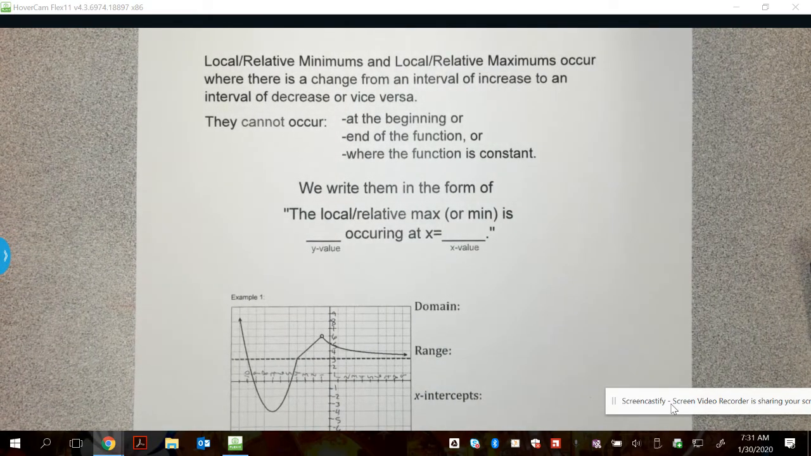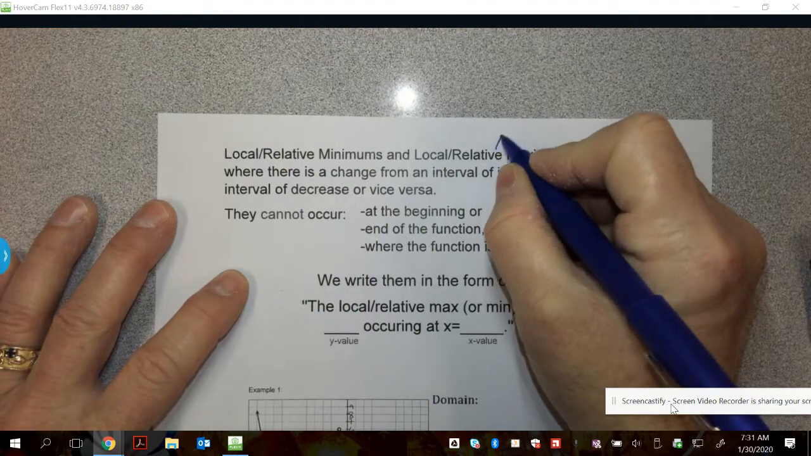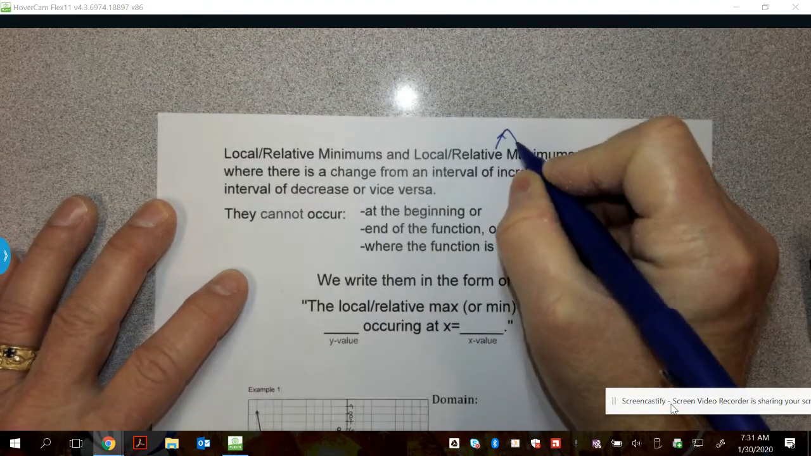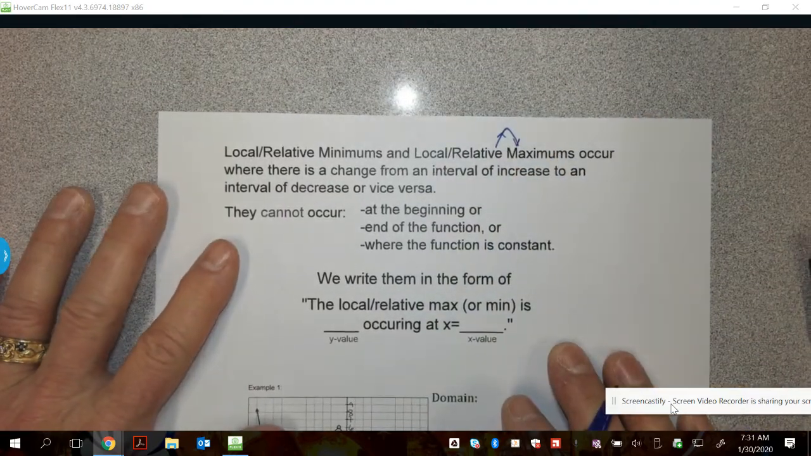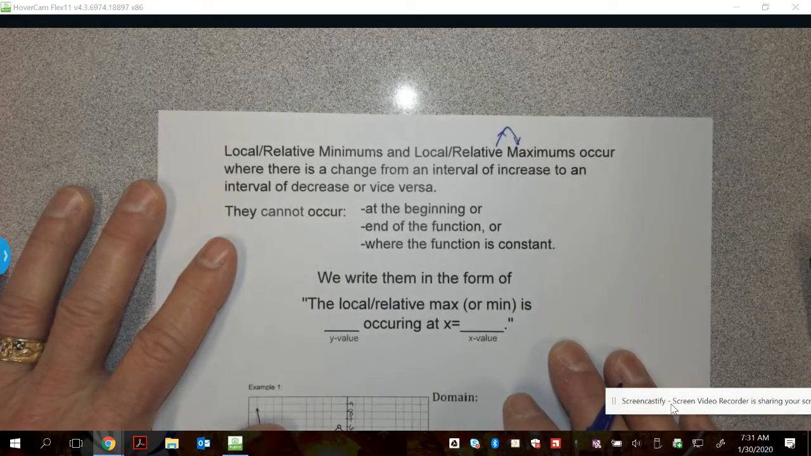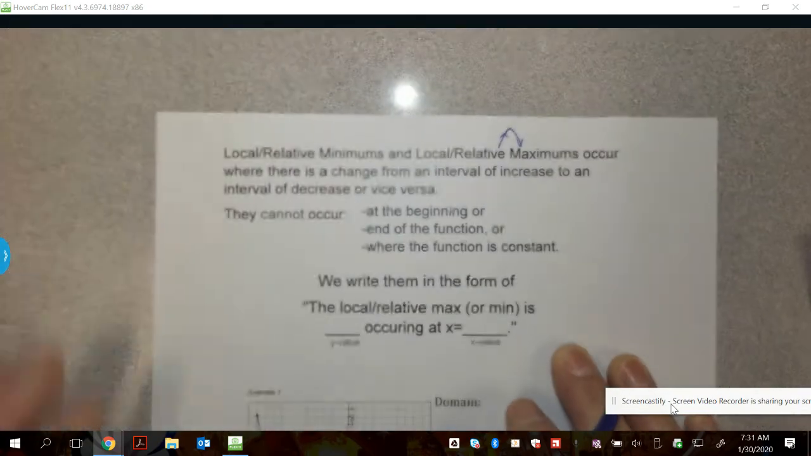If you're looking at a graph, and this is based on a graph, when they talk about relative or local, it's basically in the general vicinity, is there a change in direction? If something goes up and comes back down, is that a relative max? Think about it. Goes up and comes down. Up on one side, down on another, is that a relative max? Doesn't matter what it does outside of it, but in that general vicinity, is that a maximum?